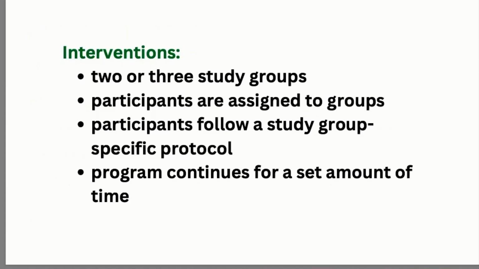So interventions typically involve 2 or 3 study groups, as I stated. Participants are assigned to the groups based on a criteria or randomly. Participants follow a study group specific protocol, and then the program continues for a set amount of time. So an intervention will always be 6 months, 2 weeks, a weekend. There's always a specific amount of time that each person is exposed to that experimental treatment.